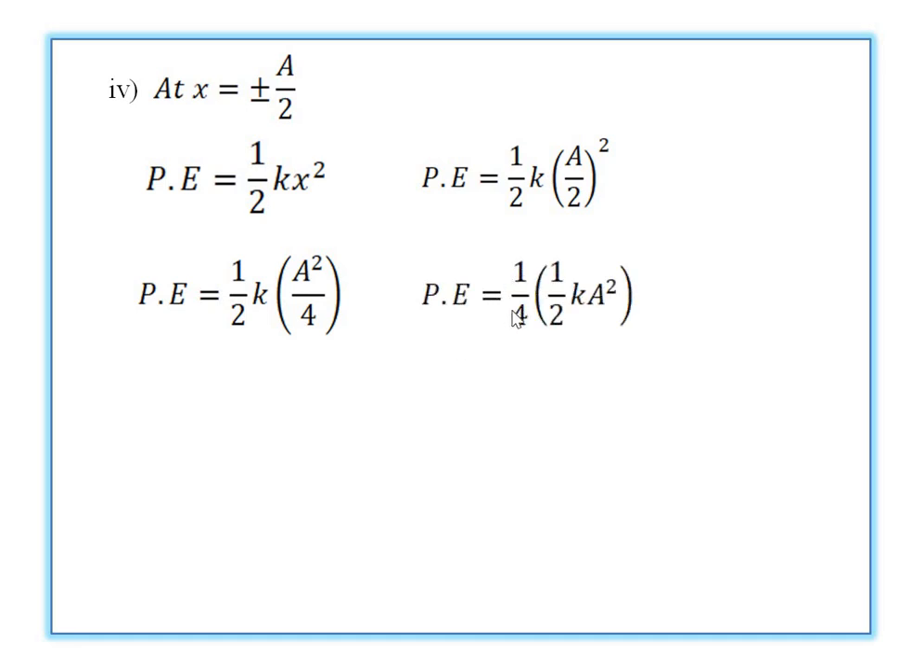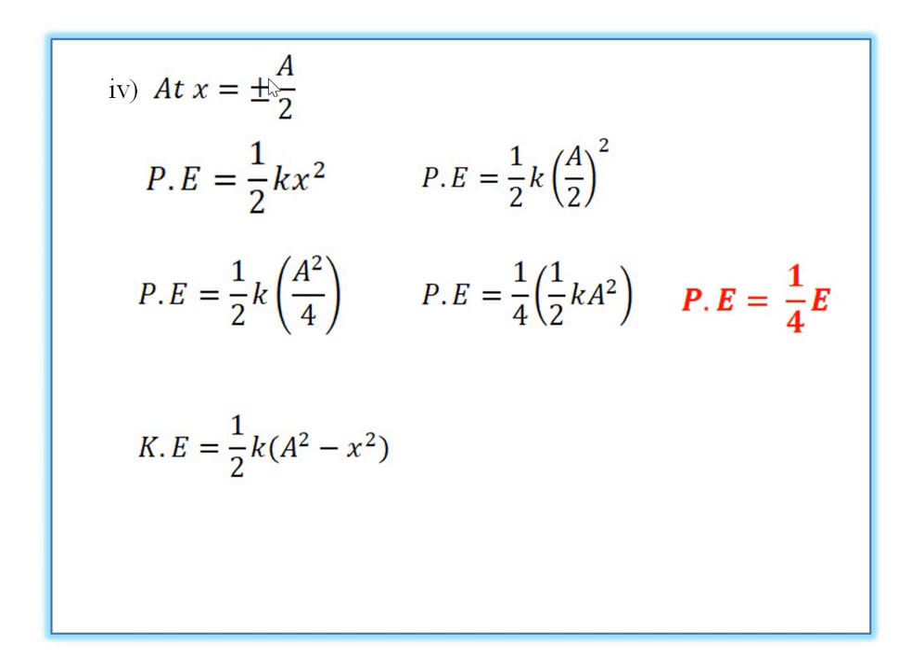potential energy is equal to 1 by 4 times the bracket 1/2 k into a square. We know that 1/2 k into a square is nothing but its total energy. So potential energy becomes 1/4 of its total energy. Similarly, we calculate the kinetic energy. Kinetic energy has the formula, we know, 1/2 k into the bracket a square minus x square.